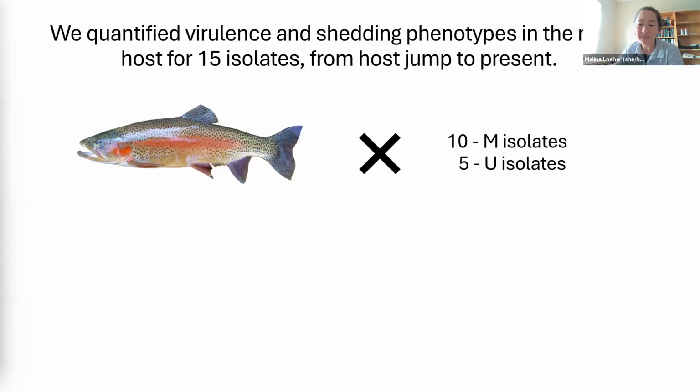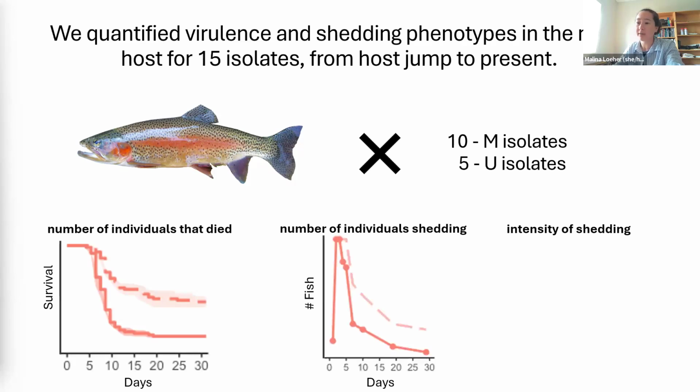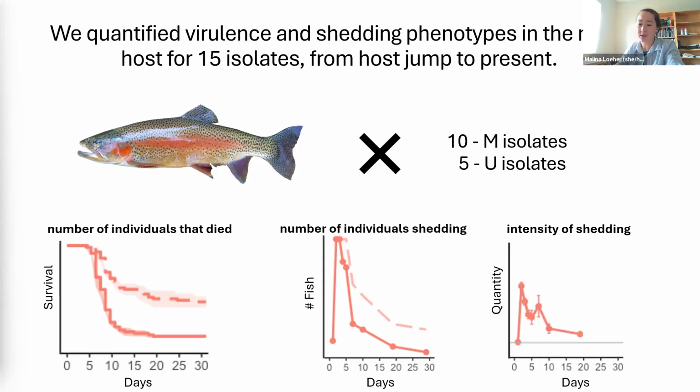I'm really excited about. So our previous work investigated virulence before and after this host jump, and we conducted a set of matching in vivo assays to examine how viral shedding kinetics have evolved alongside virulence. These studies were 30 days long, and we used rainbow trout for all of them. Using our rainbow trout host, we looked at the number of fish that died, and for each one of these M and U isolates, we looked at survival. We also looked at the number of individuals shedding in each isolate treatment over 30 days and how much they shed, or the intensity of that shedding over time.